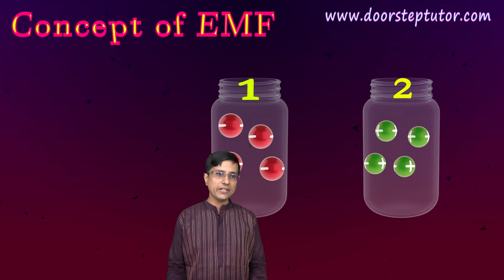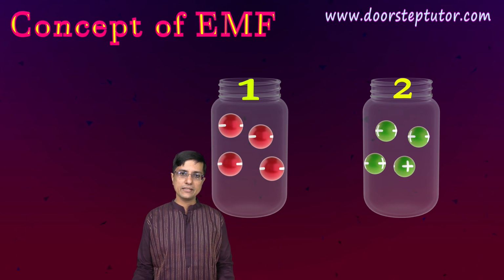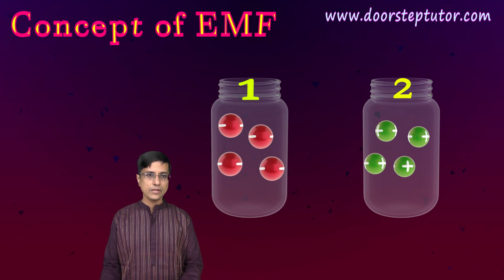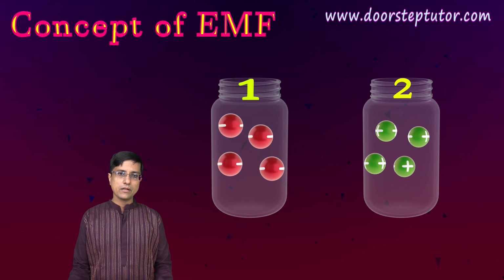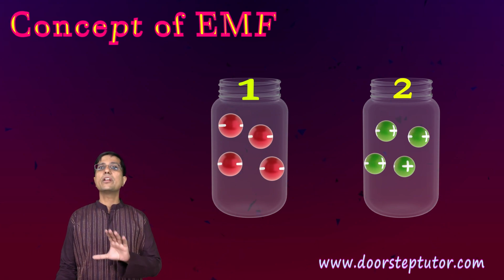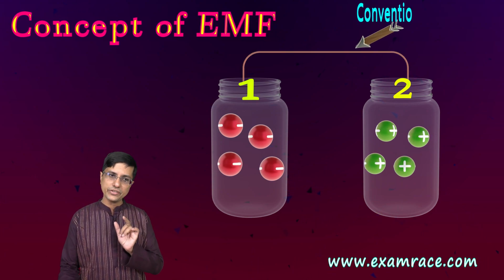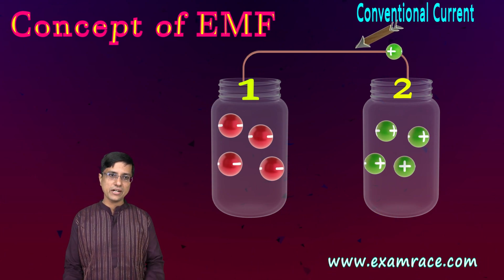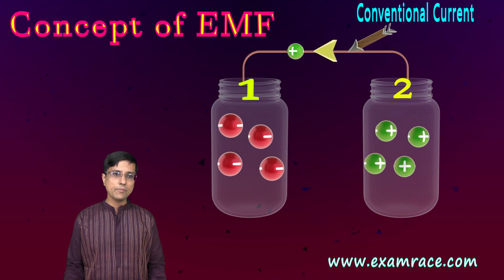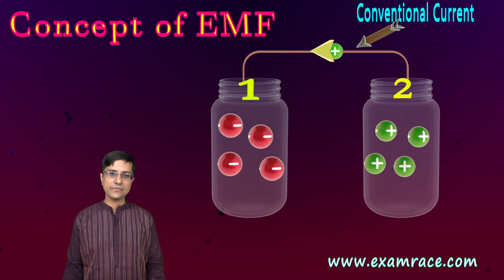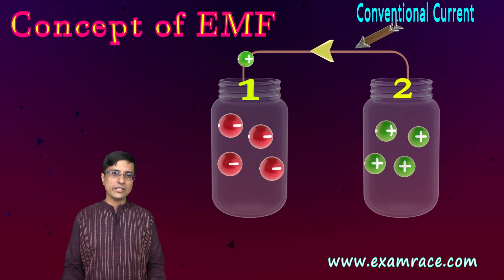Now our jars 1 and 2, these are what we have labeled them. Let's now introduce some terminology. One thing that we introduced was the idea of conventional current. That is the conventional current, and it flows from the positively charged jar to the negatively charged jar. That's what we will draw now.